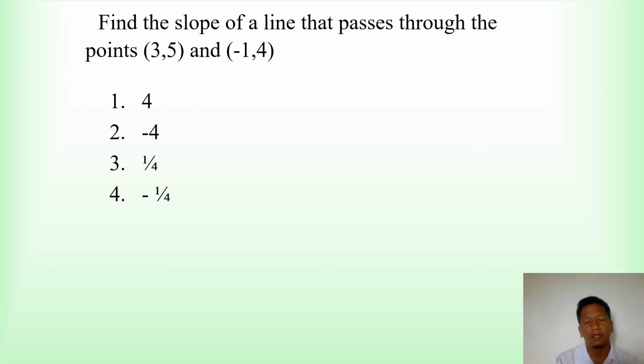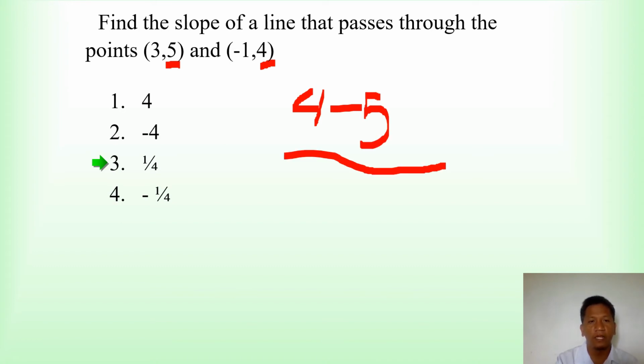Okay, I think you're done. The correct answer is 1/4. Correct. Why 1/4, sir? It is because the value of y sub 2 is 4, while the value of y sub 1 is 5. So substitute to our formula, that is 4 minus 5, and all over, what is the value of our x sub 2? Very good, negative 1. How about x sub 1? Very good, positive 3. And then evaluate.